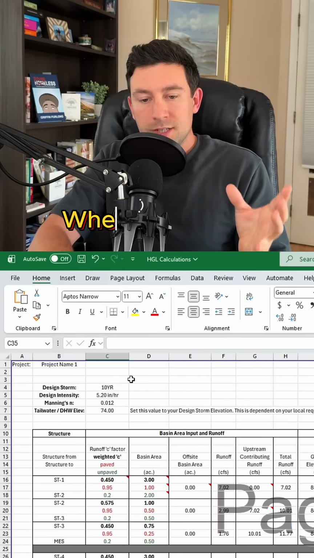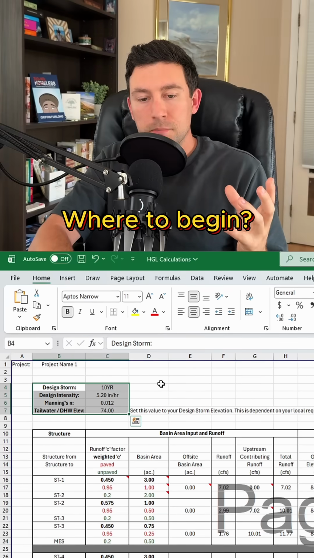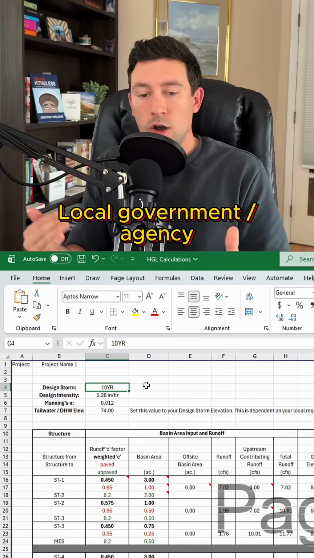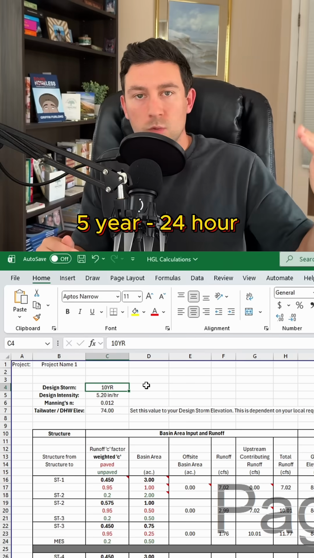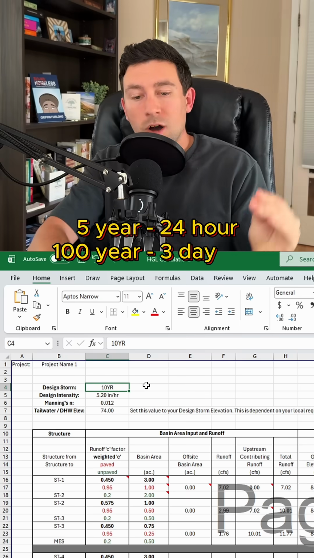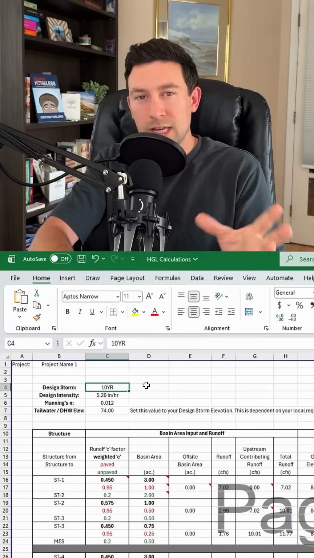So initially where I start off is I start off with the design storm. This is all your storm input parameters. This is governed by your local municipality. They often will say that your design storm is anywhere between the 5-year 24-hour to 100-year 3-day. It really depends. Now, oftentimes parking lots are designed for a storm event for the 10-year 24-hour.